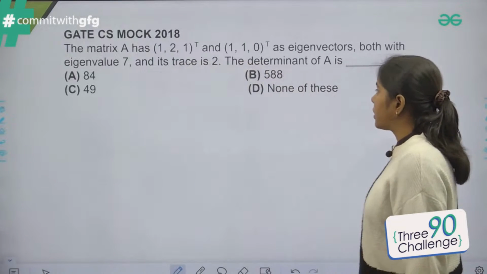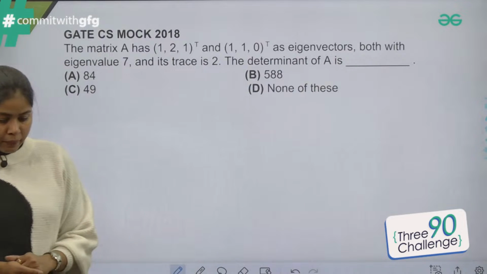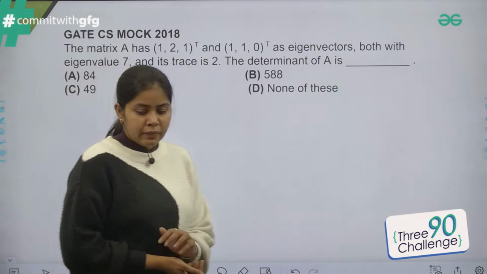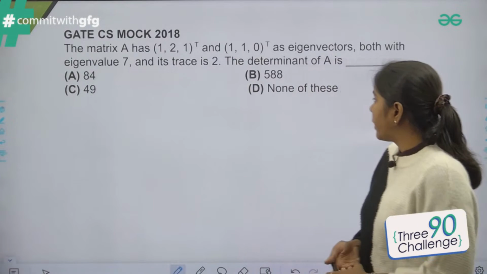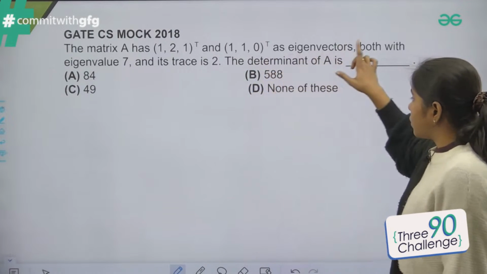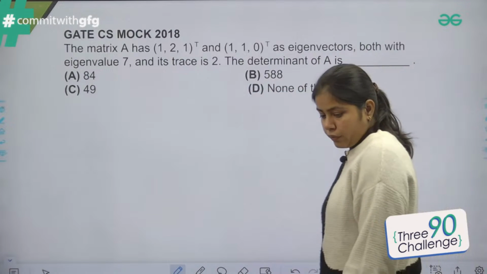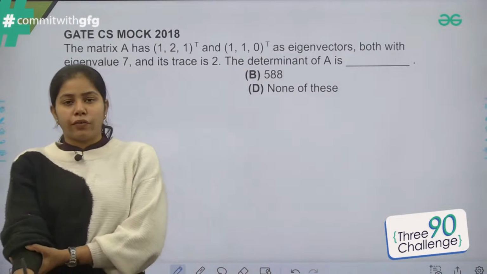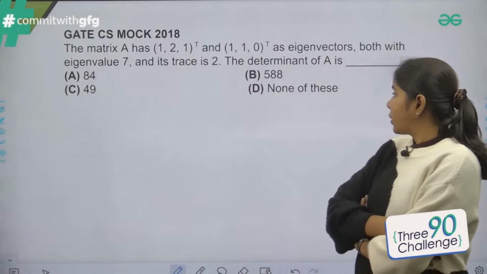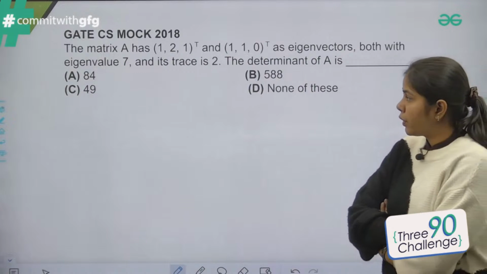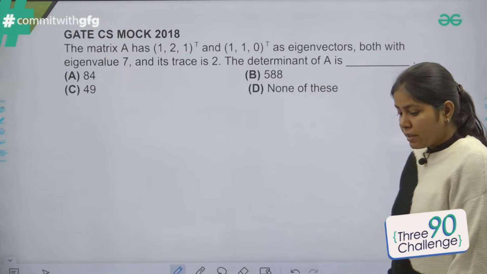So this is another question, guys. Just tell me what would be the solution for this. Just tell me, guys, how would we solve this? The matrix A has two eigenvectors, 1 2 1 and 1 1 0, both with eigenvalue 7, and its trace is 2. We have to find the determinant of A. So what would be the value for the determinant of A? Okay, I am giving you a complete view of the question, I hope. Just let me know what would be the answer here.